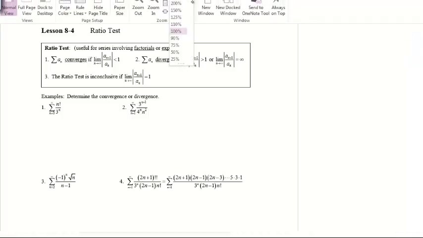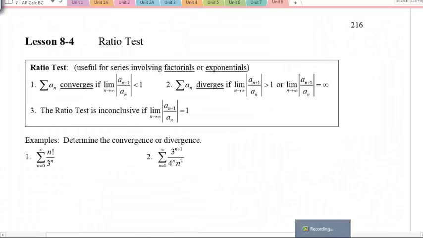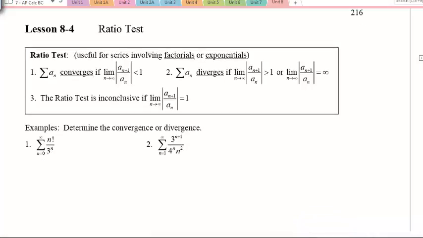Okay, this lesson is on the topic of the ratio test. You're like, oh, more tests? This, I believe, will be the last one you really do need to know. And this test is useful when you have series that involve factorials, the exclamation mark, or exponentials. Because the idea here is you're going to compare the terms in a ratio.